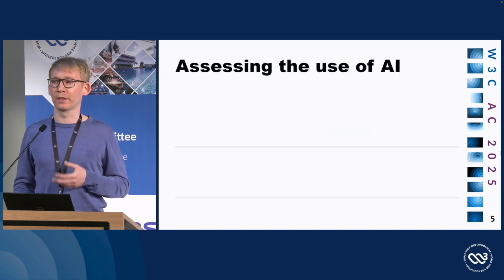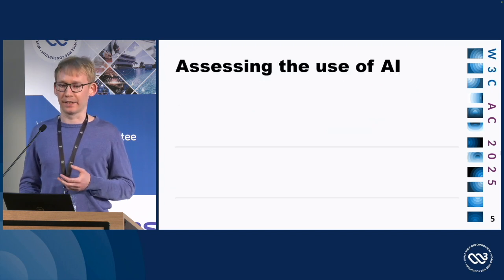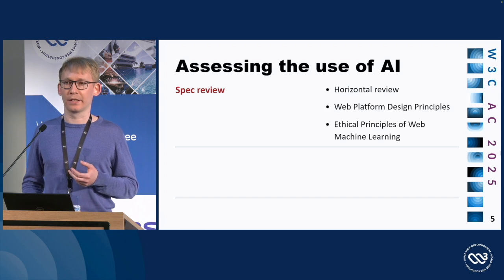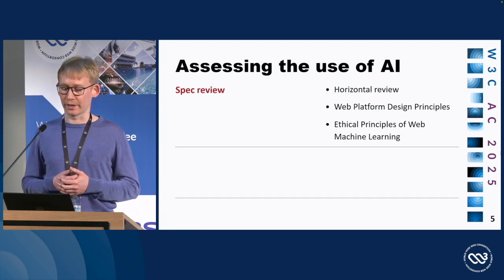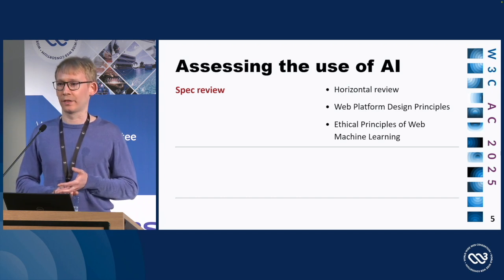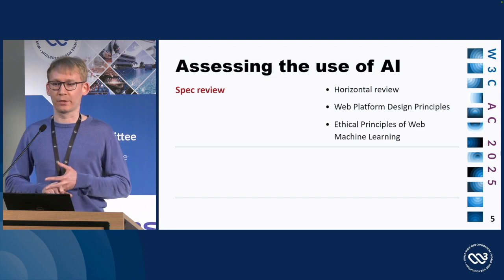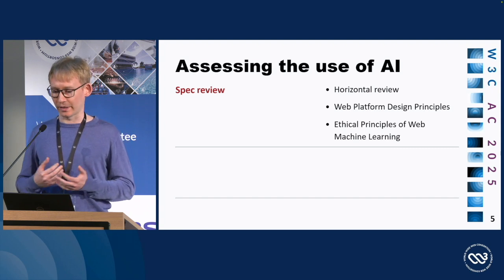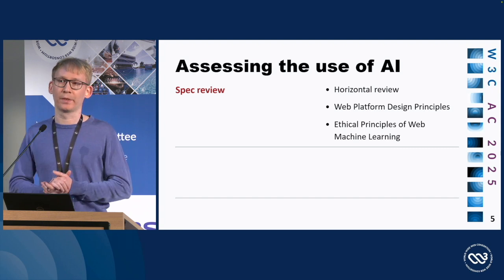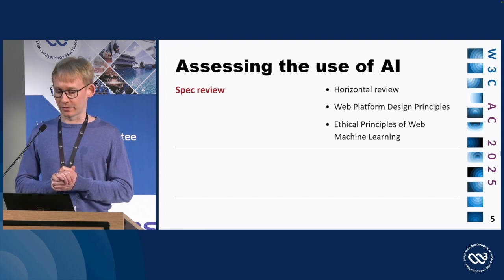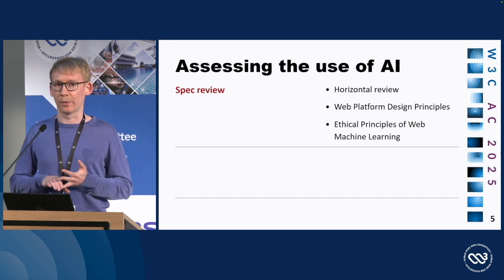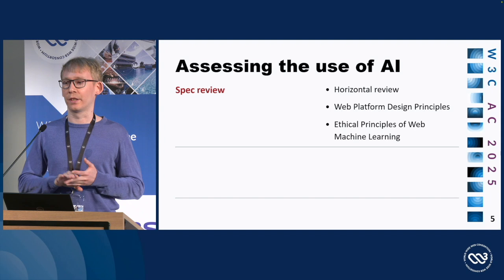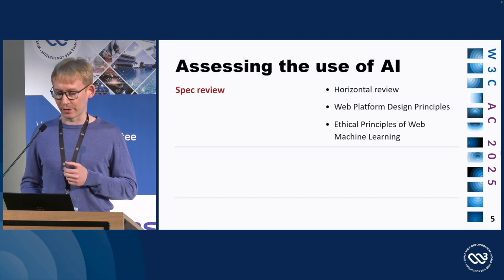But when we are talking about how to assess how AI is doing, in terms of spec review, spec development, we've got things like our horizontal review process, which of course may change over time to include things like sustainability, perhaps in future, but we've got an established mature process for horizontal review. We've also got the web design principles, and we've got the ethical principles of web machine learning.